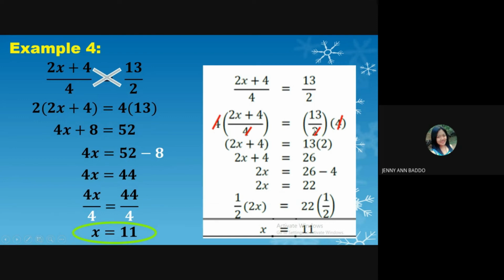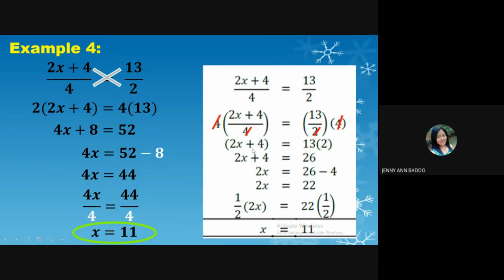And then on the right side, we cancel 2 and 4. 2 divided by 2 is 1. 4 divided by 2 is 2. So we now have 13 times 2. 13 times 2, that's 26. And then equal to 2x plus 4.